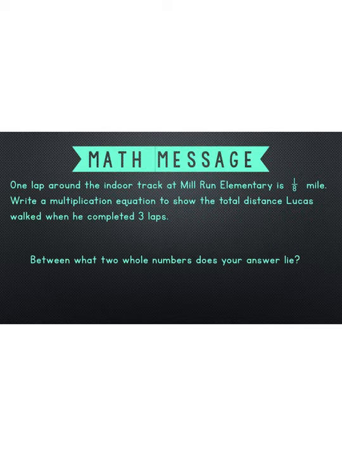All right, so now we're going to take a look at our math message. It says the lap around the indoor track at Mill Run Elementary is 1/8 of a mile. Write a multiplication equation to show the total distance Lucas walked when he completed 3 laps. Okay, so 3 laps is important information, and we also need to know the distance around is 1/8 of a mile. So if he's doing 3 laps of 1/8 of a mile, then we need to write a multiplication equation for that. So we're going to be doing 3 times 1/8.